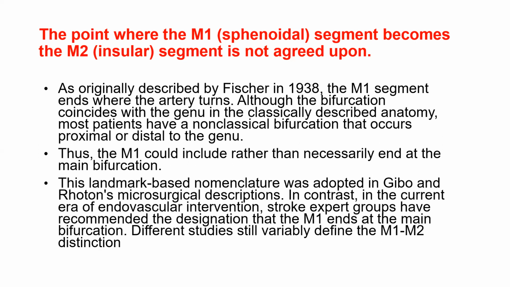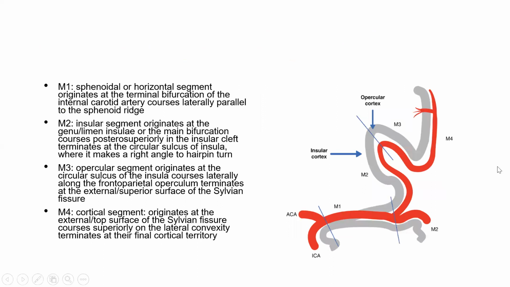In contrast, in the current era of endovascular interventions, stroke expert groups have recommended the designation that the M1 ends at the main bifurcation. Different studies still variably define the M1 and M2 distinction. So this is important for you to have an idea. Here, you can see this is the M1 sphenoidal segment, or horizontal segment, that originates at the terminal bifurcation of the internal carotid artery, and it courses laterally, parallel to the sphenoidal ridge.